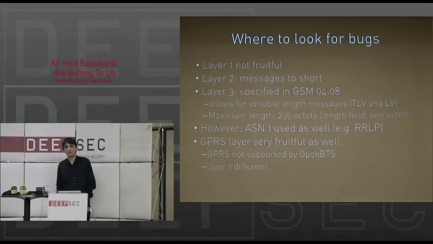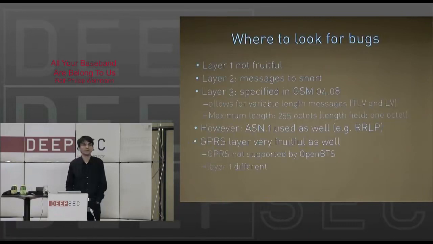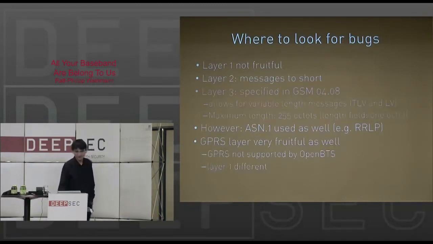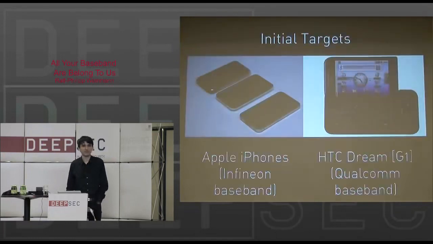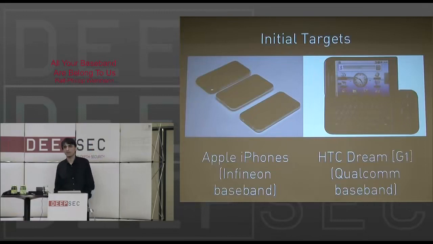And according to people who have written OpenBTS, this is like one man-year of effort to write for GPRS. Okay, so this is where things got interesting, and these were my initial targets. I started with a stack of iPhones and an HTC Dream, because that's just what was current at the time for me in terms of cell phones.